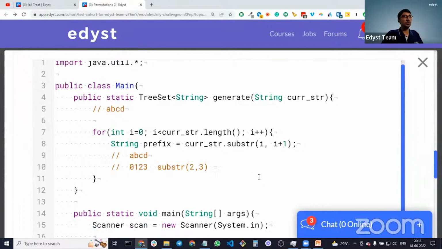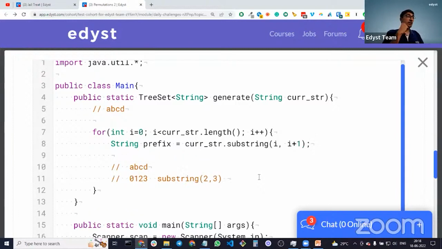Current string dot substring. It's substring, is it? It's not substr. Okay, thank you. Sometimes I mess up my Java syntax. Anyway, so I got the substring. Can we use caret? You are absolutely welcome to use caret, but it will get converted to a character, and you'll have to convert it to a string again when you're concatenating. So that's why I prefer to use substring. Okay, I got the prefix.